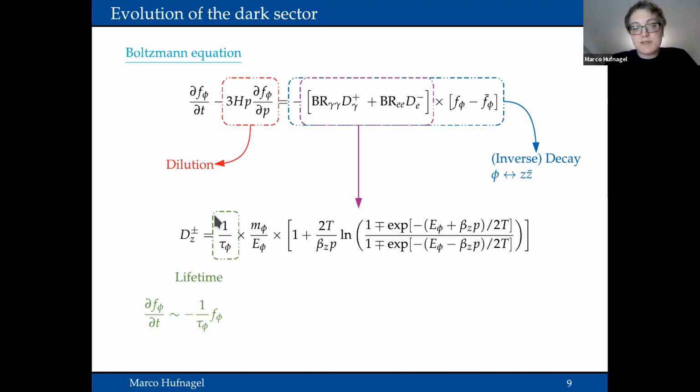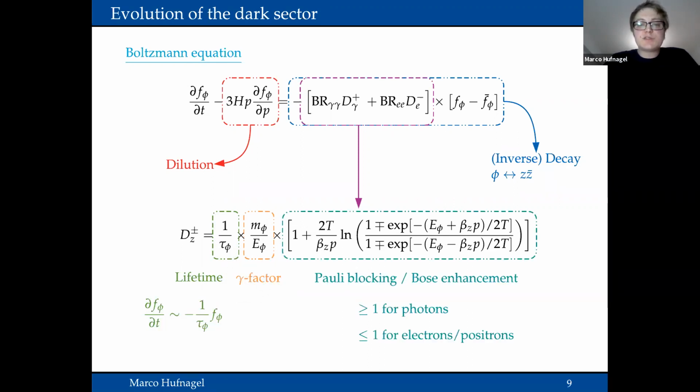However, this is for non-relativistic particles, and our particle can also be ultra-relativistic. So you also have to account for an additional gamma factor, which might change the lifetime in the co-moving reference frame. And then in addition to these relativistic corrections, you also have to take into account quantum corrections in terms of Pauli blocking and Bose enhancement. And you don't have to remember this part. It's just that this term is larger than 1 if you decay into photons because you have Bose enhancement, and smaller than 1 if you decay into electron-positron pairs due to Pauli blocking. So, I mean, this all looks a little bit complicated, but the idea of the slide is not that you actually remember all of these different terms.